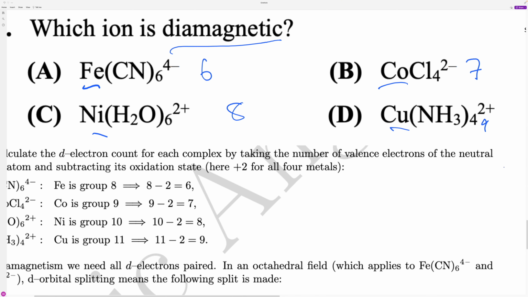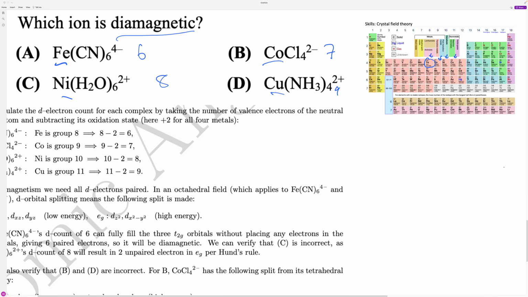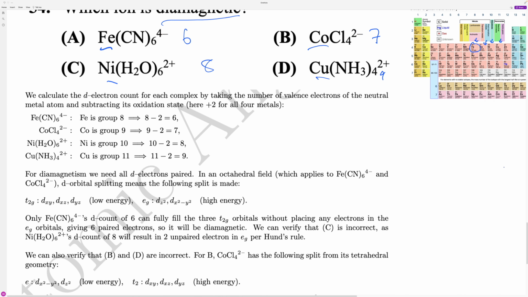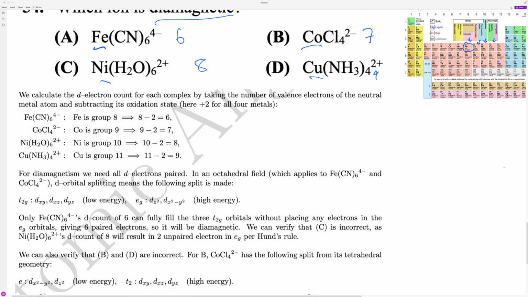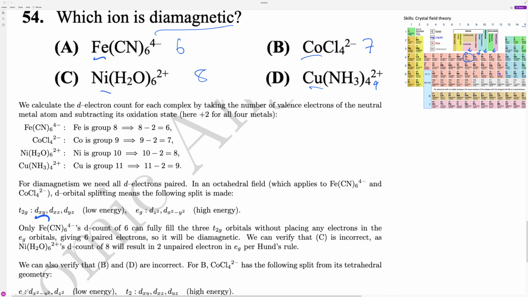Okay. Then from there, all we're going to do is apply our orbital splitting. So in these fields, like octahedral, square planar, and tetrahedral, for complex ions, you're going to have the d orbitals be split into high and low energies. So you do need to know the relative splits. You don't need to know the exact notation like you can see here, but you do need to know the splits and how to determine a complex ion's geometry.